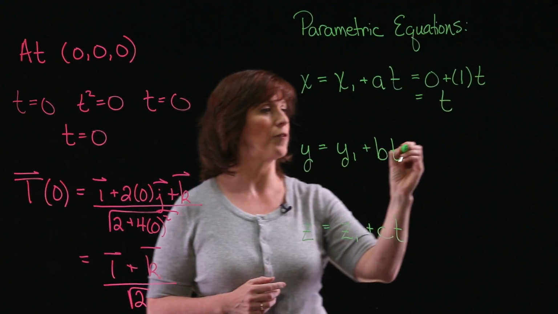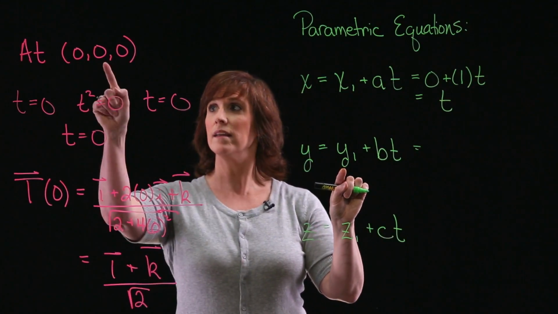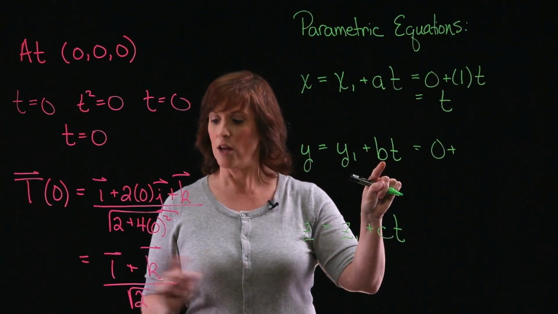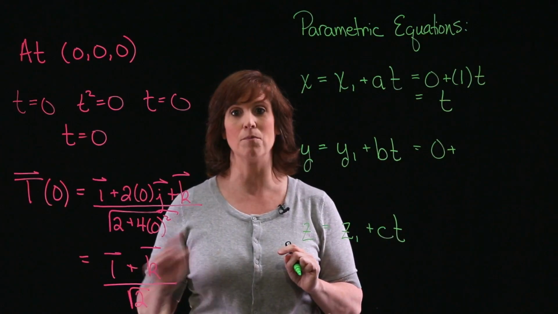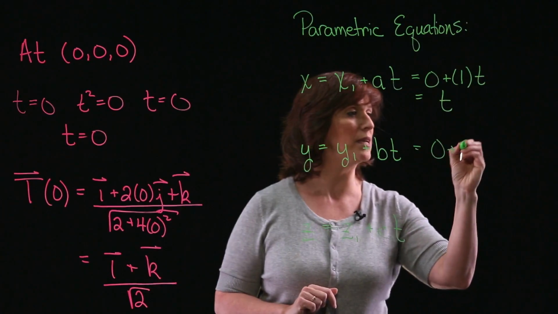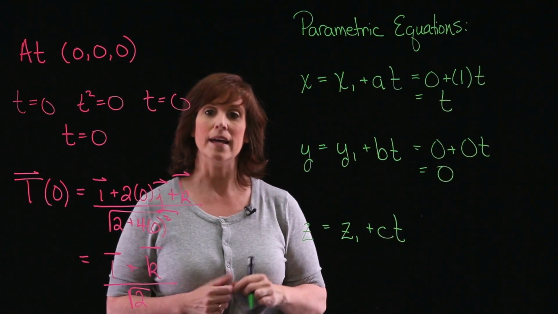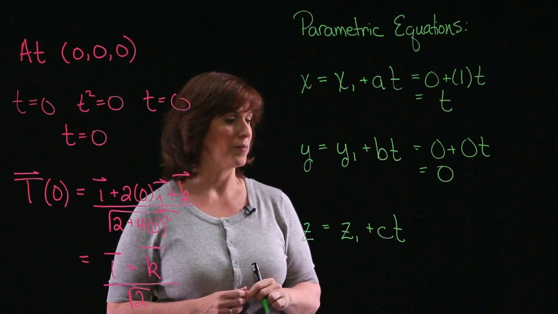I can do a similar thing for the y value. The y1, the coordinate, is 0. Now I need a direction. Notice that there's no j component to my tangent vector, so it's going to be 0 times t. And so y equals 0 is my second parametric equation.